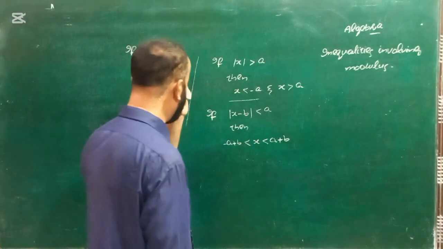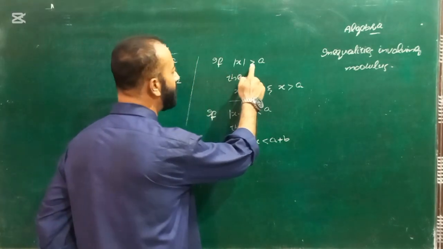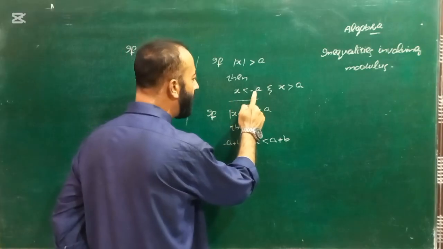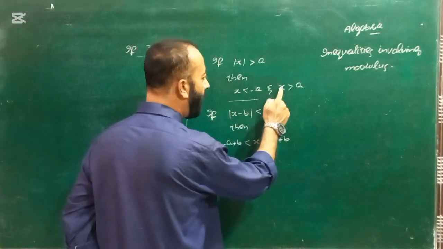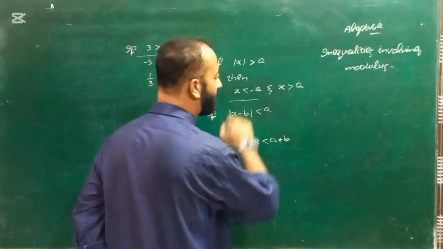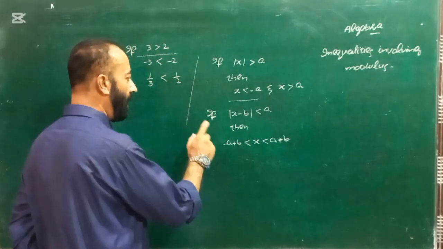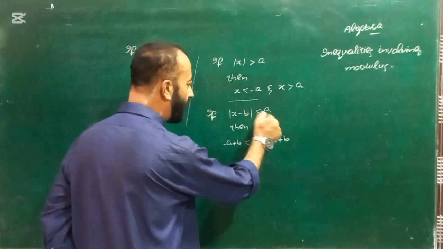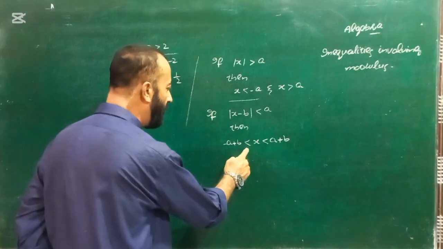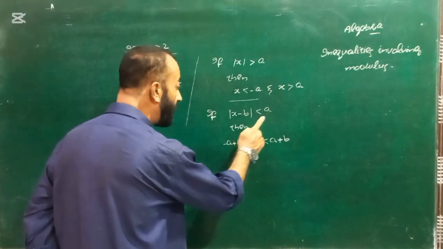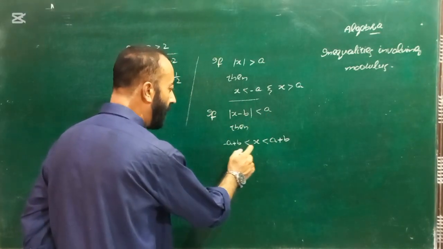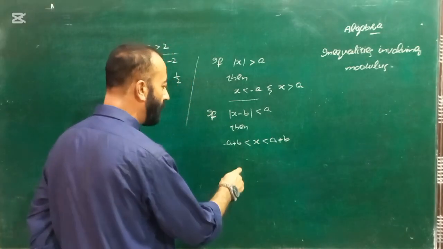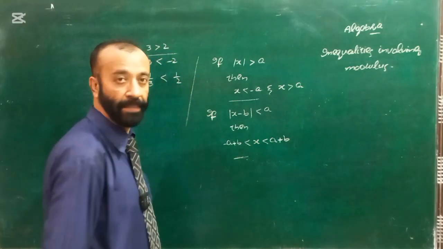Here are 2 more rules. If modulus of x is greater than a, then x will be lesser than minus a or x is greater than plus a. Second rule is, if modulus of x minus b is lesser than a, then x will be greater than minus a plus b and lesser than a plus b. So these are 2 rules which you have to remember.